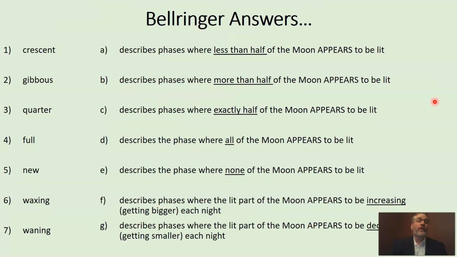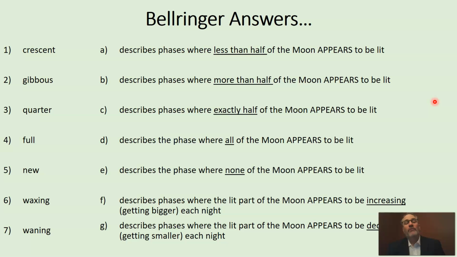Let's go over these bell ringer answers. So first off, 1 through 5: crescent, gibbous, quarter, full, and new. Those are all those basic shapes of the moon. A crescent moon describes any phase where less than half of the moon appears to be lit, where a gibbous moon, on the other hand, describes all the phases where more than half of the moon appears to be lit.